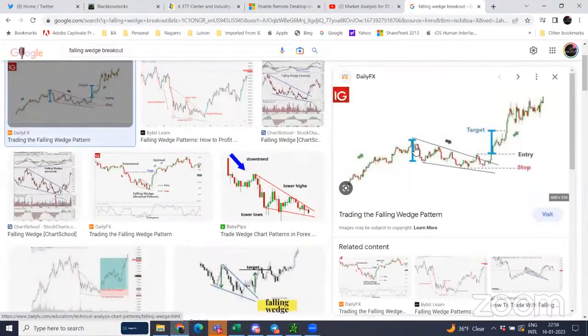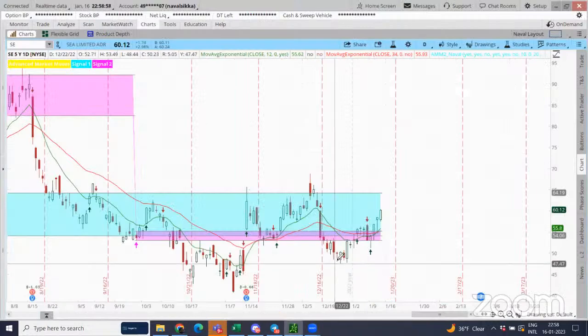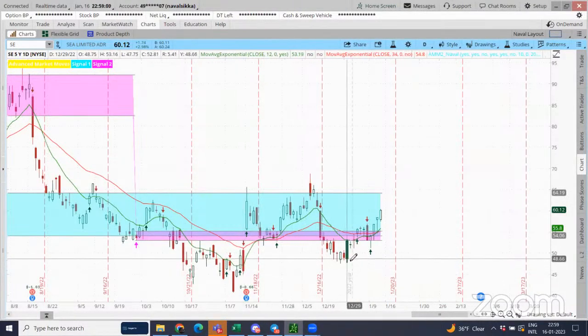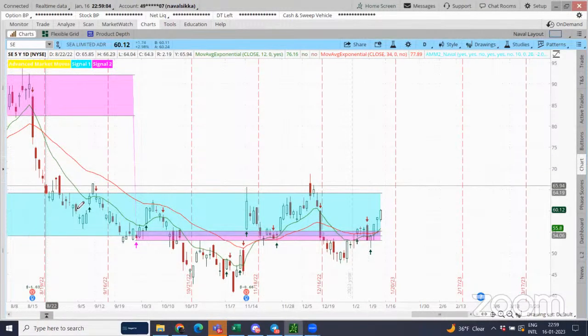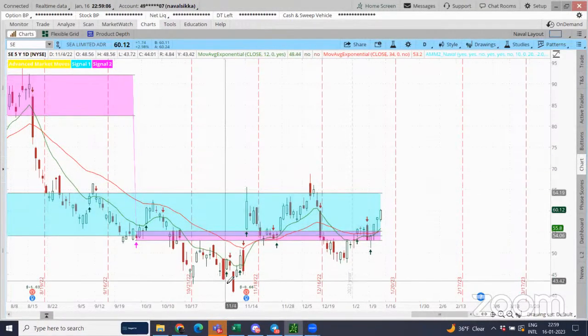So in this case, you have this structure. You are not making newer lows, but you're kind of making lower highs. So in this case, we have not seen that. You are talking about this, but in this case, we are making no. It's not a falling wedge, not at all.